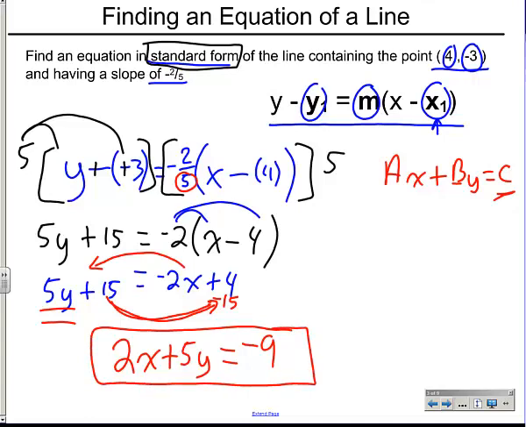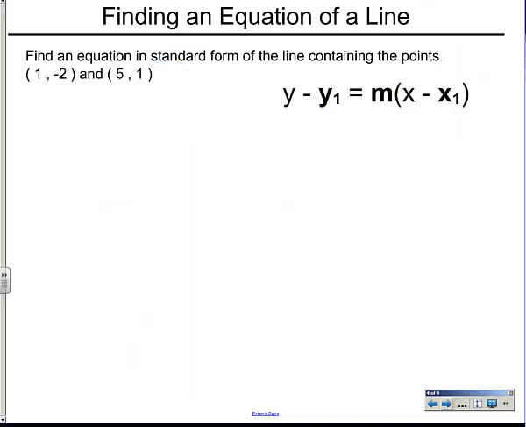So all that multi-step equation solving and rewriting equations is now going to be used heavily here. Next example, find an equation in standard form again, but of the line that contains the points (1, -2) and (5, 1). Well, I have 2 points, which means I can use a point and I can use a slope, only I have to actually calculate my slope. So slope is going to equal y2 minus y1 over x2 minus x1. So I have to actually calculate slope here.